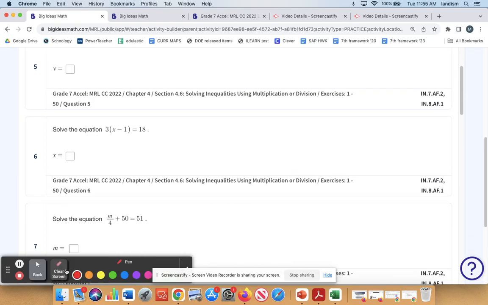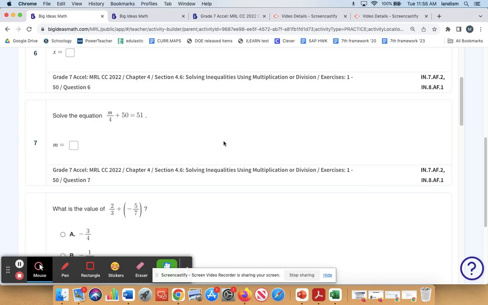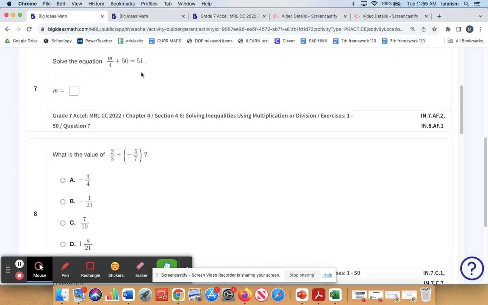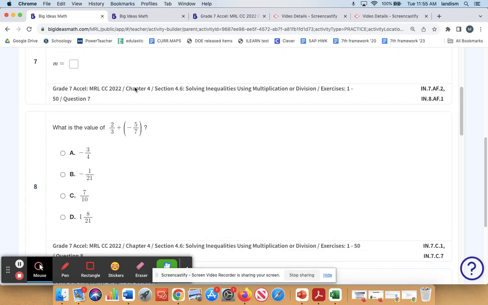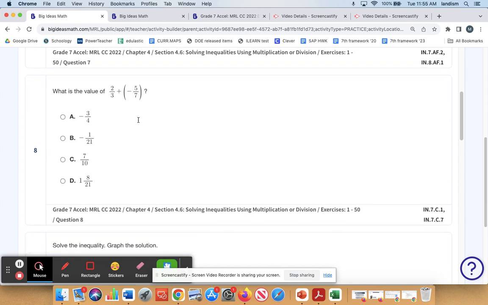Let's see. When you get to this one, distribute the 3 first. Take 3 times x, get 3x. 3 times -1 gives you -3. So 3x minus 3 equals 18. Solve that thing from there. Similar to what we did before. Subtract the 50 first, multiply by 4. Got to get a common denominator here.